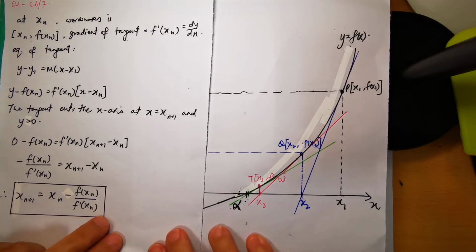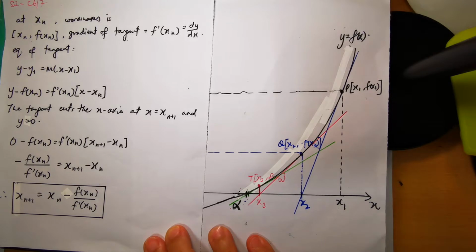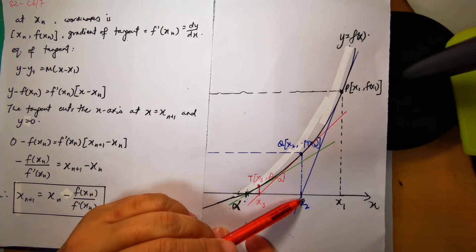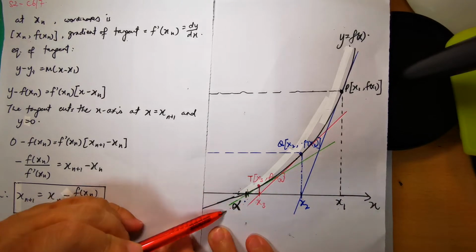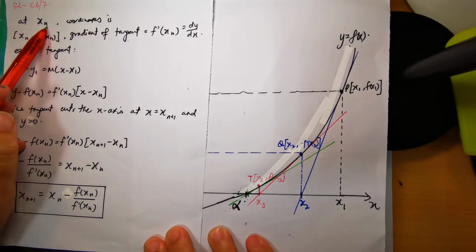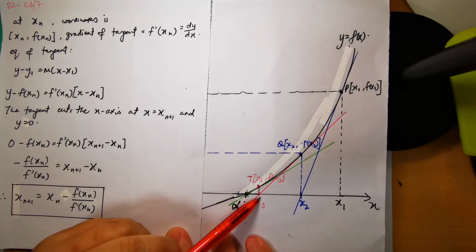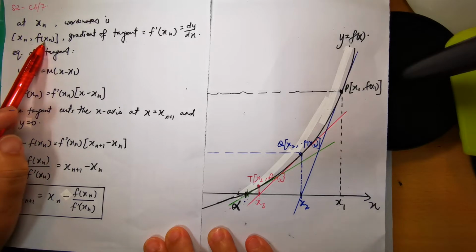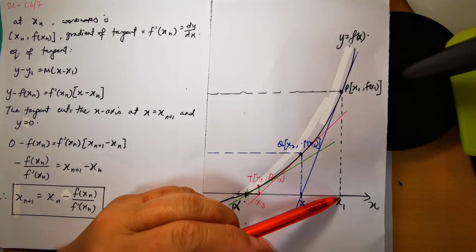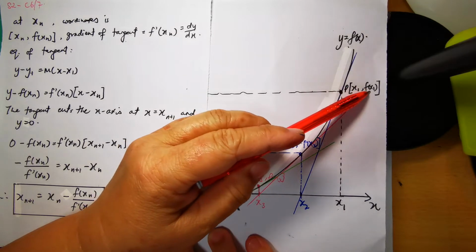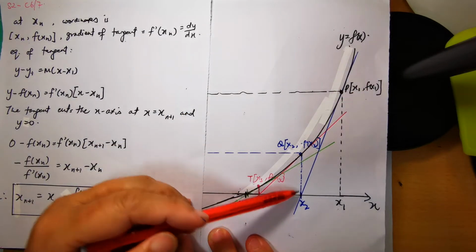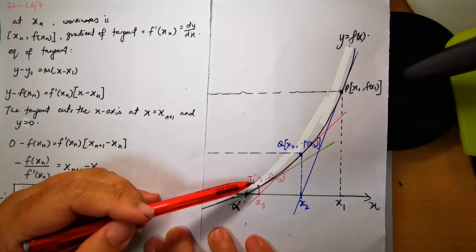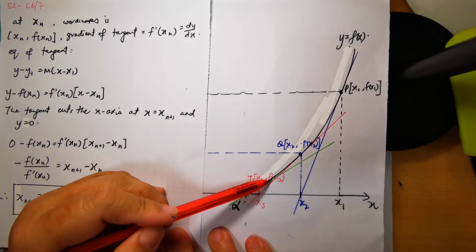So just now we already said from x1 we get x2, from x2 we get x3, and so on. So let's say at one of the values here, xn, the coordinate will be xn, f(xn), just like this one. At x1 the coordinate is x1, f(x1). At x2 the coordinate of the point is x2, f(x2). So at x3 the coordinates are x3 and f(x3).